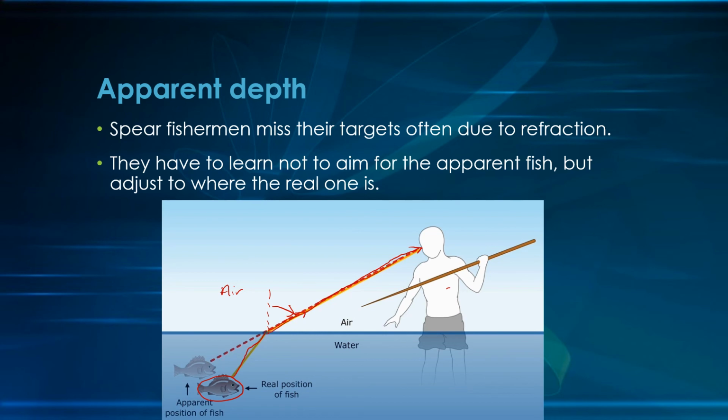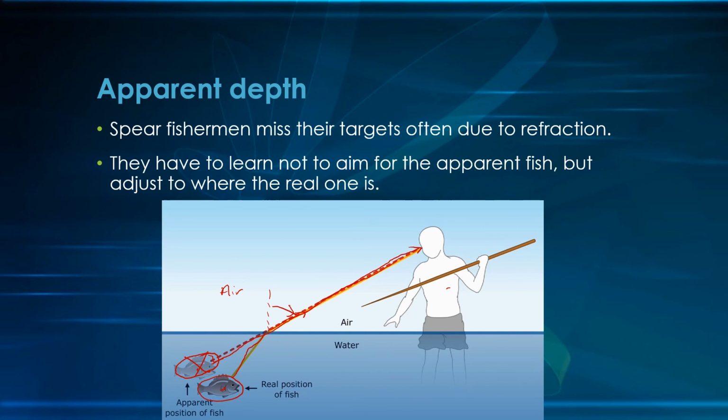So instead, the brain of the fisherman sees an apparent fish in a different position and shallower than the real fish. So when the spear fisherman throws his spear at the apparent fish, it will hit here. That will of course mean that the real fish escapes. So what has to happen is that the fisherman basically has to practice and has to learn that the fish is not there but there.